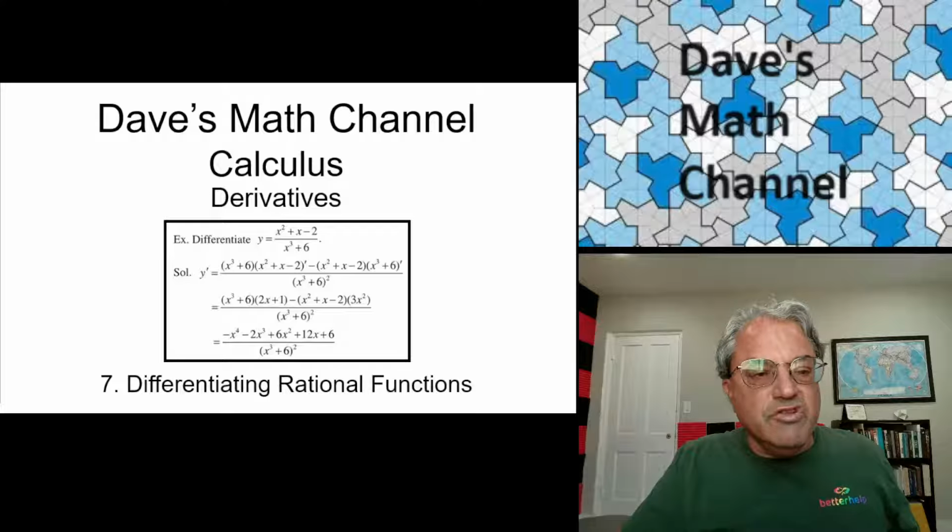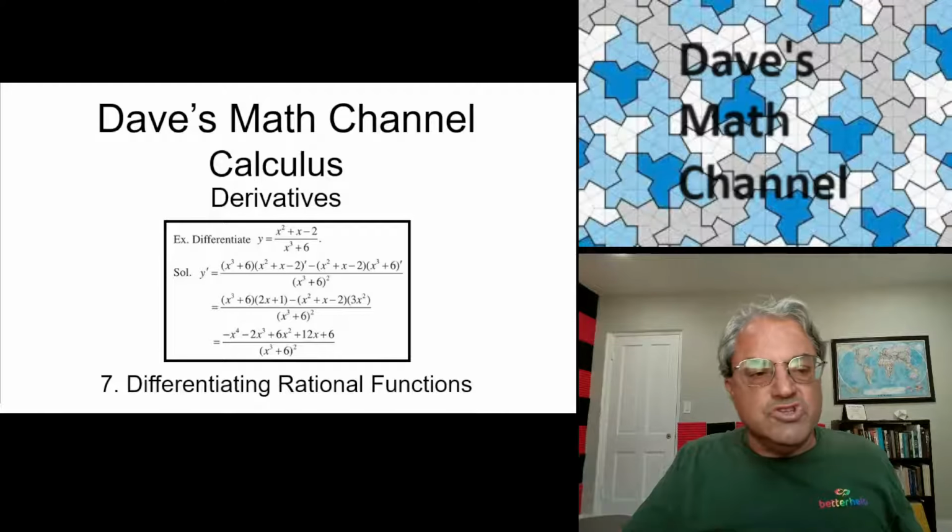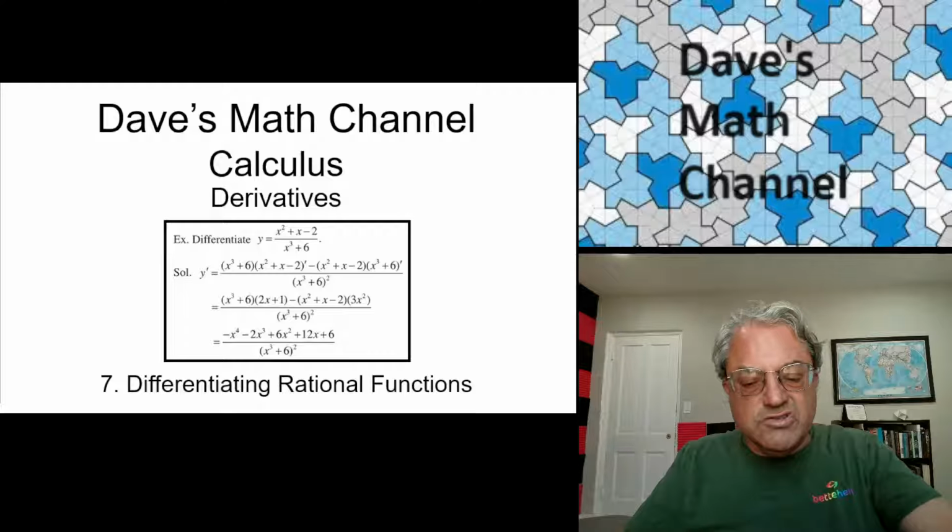This is my 7th lesson in my subseries on derivatives of my series on first year calculus. And today I'm going to talk about how to differentiate rational functions. It turns out that with all the rules we have so far for differentiation, we can differentiate arbitrary rational functions. And here's an example on this slide, which I will do later.